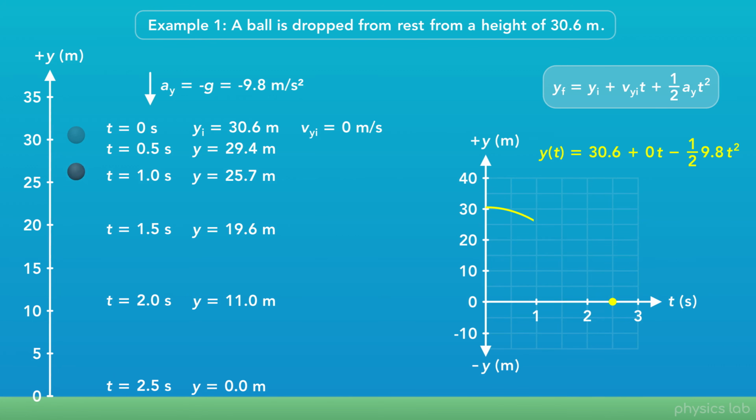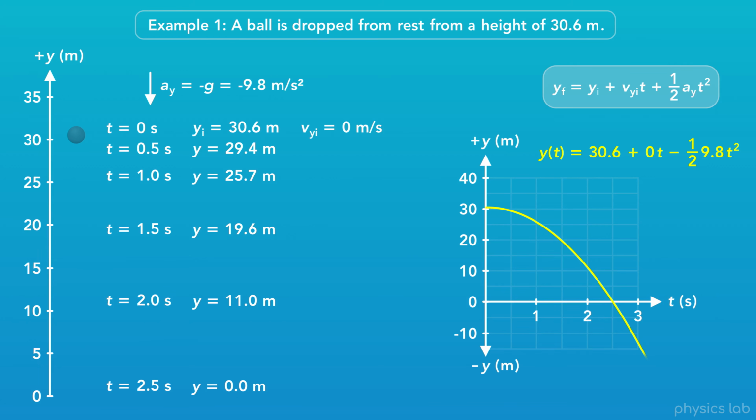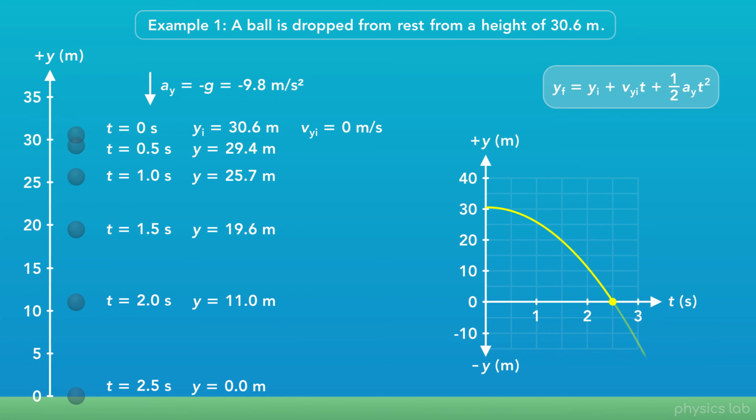In the real physical scenario, the ball stops when y equals 0. But if the ground wasn't there, the motion would continue and the ball would have negative y positions based on the axis we set up. So this is a reminder that when using kinematic equations, always check that the values you get actually make sense in the physical scenario that you're using them for.